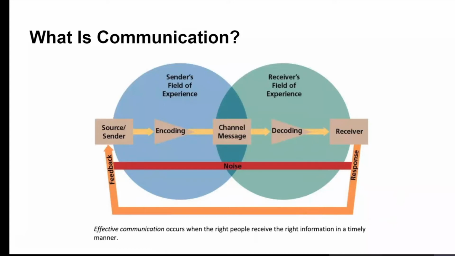So the takeaway is that because the communication system is so complex, this whole process is so complex with so many moving parts, of encoding, a channel, decoding, noise, an opportunity for response, the different fields of experiences. Because of all these things, this explains why communications is often poor or not effective.